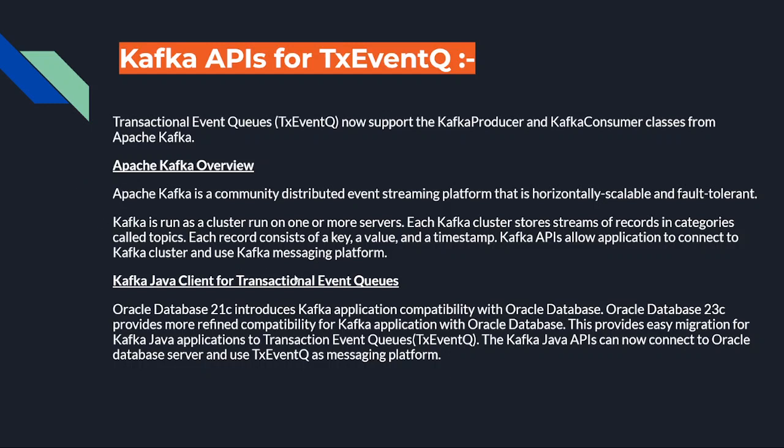Kafka Java clients for transactional event queues. Oracle Database 21 introduces Kafka application compatibility with Oracle Database. Oracle Database 23 provides more refined compatibility for Kafka applications with Oracle Database. This provides easy migration for Kafka Java applications to transactional event queues. The Kafka Java APIs can now connect to the Oracle Database server and use TxEventQ as the messaging platform.